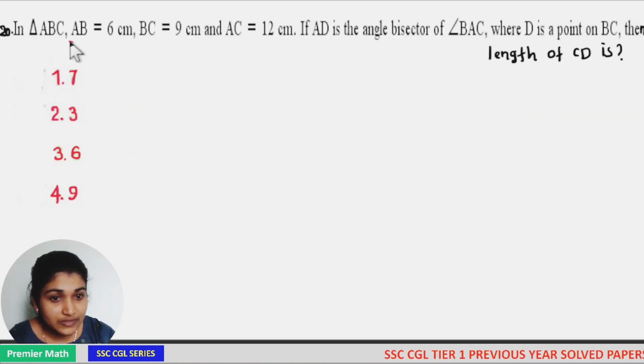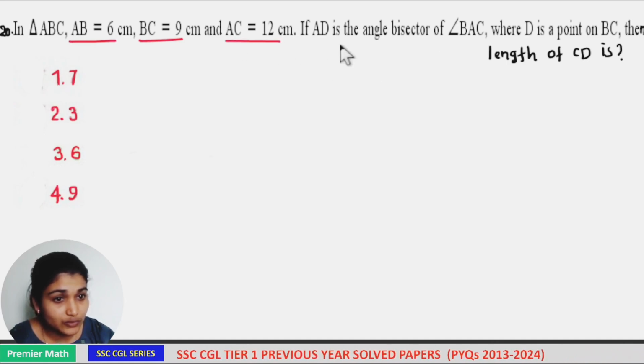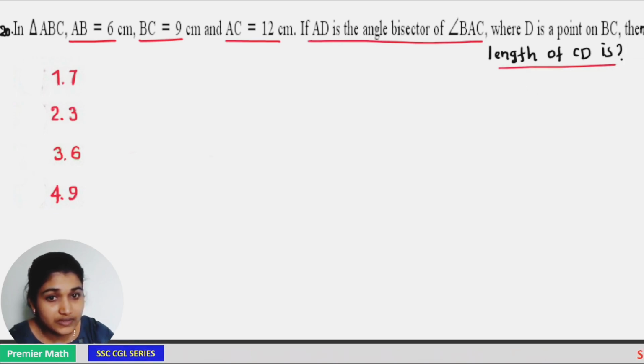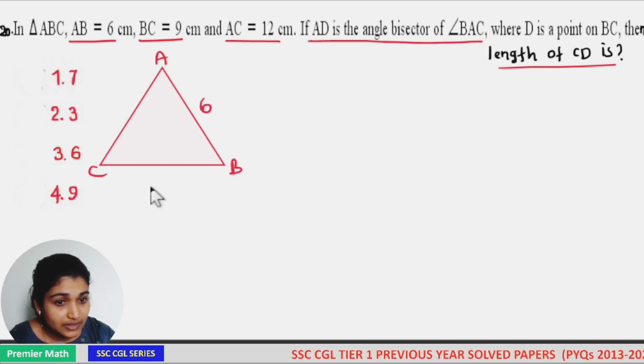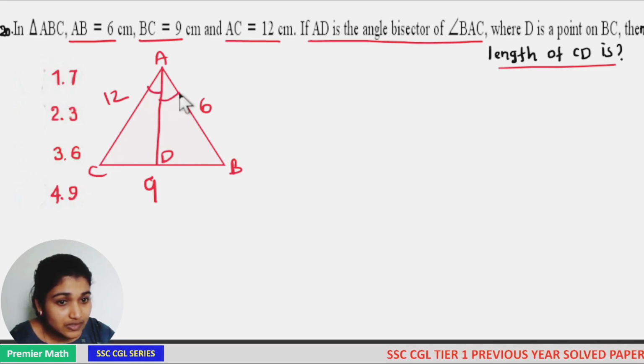In triangle ABC, AB equal to 6 centimeter, BC equal to 9 centimeter, and AC equal to 12 centimeter. If AD is the angle bisector of angle BAC, where D is point on BC, then length of CD is. Here, if this is triangle ABC, AB is 6 centimeter, BC is 9 centimeter, and AC is 12 centimeter. Now, here AD is the angle bisector dividing angle BAC, which means this angle is same as this angle.